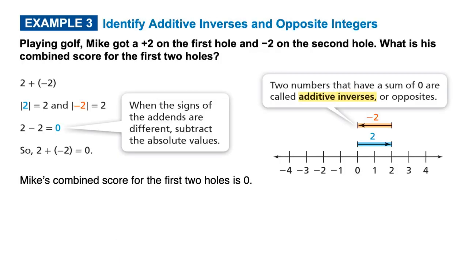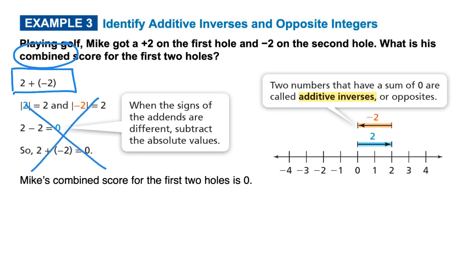All right, we're still on page 23, example 3. Playing golf, Mike got a +2 on the first hole and a -2 on the second hole. What is his combined score for the first 2 holes? I know combined means we're going to add, so here's our problem. And I sort of feel like we don't need any of that.